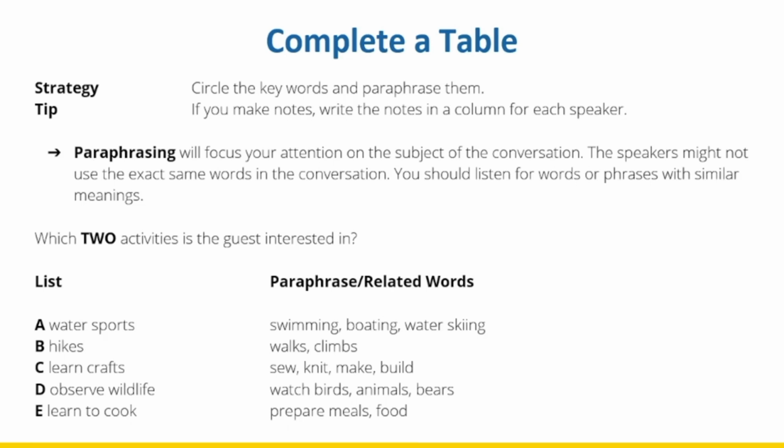You might have a list A, water sports, but the speaker might say something like swimming, boating, water skiing. Also, you might have something like hikes, but the speaker might not mention the word hikes, and instead say walks and climbing. So you have to know how to hear these ideas in different words. When you are given 30 seconds to prepare before listening, that's the thing you have to do. You have to try to paraphrase the answer choices you have and be ready to hear these ideas with different words.